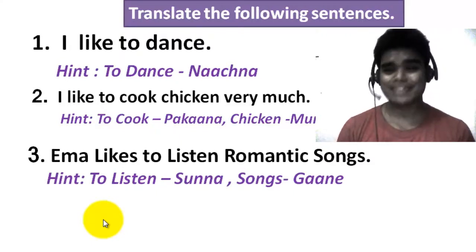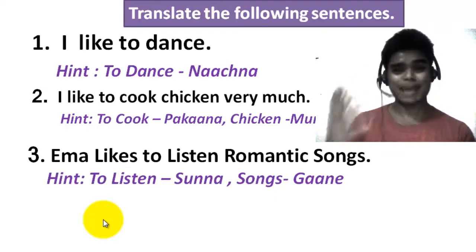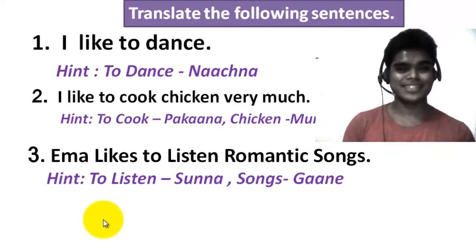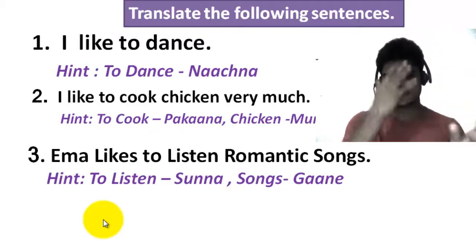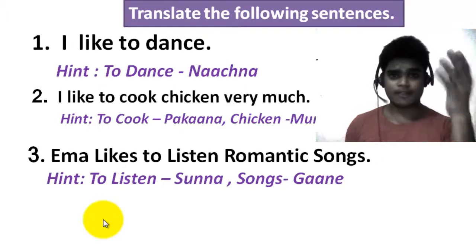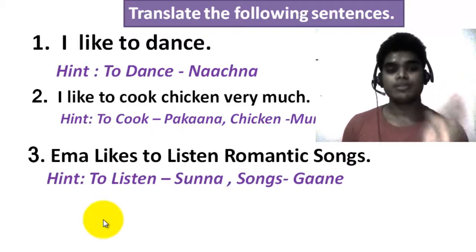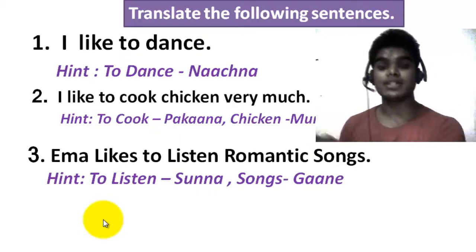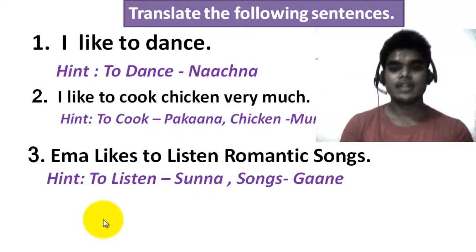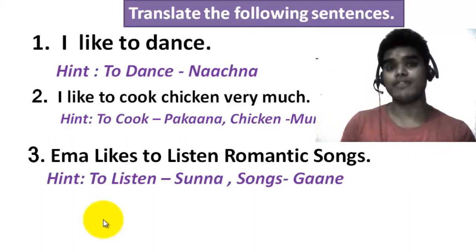Emma likes to listen romantic songs. Really? Emma, really? Do you like to listen romantic songs? What about my songs? Okay, so to listen, we say sunna, right? It's together we used to write, but if you pronounce this as an English person, then it will be sunna, right? But pronounce like sunna, right? Sunna. Mujhe gana sunna pasand hai, right? So Emma likes to listen romantic songs. You have to translate it. Songs, we say gane. Song means gana, songs means gane in the plural form, okay?